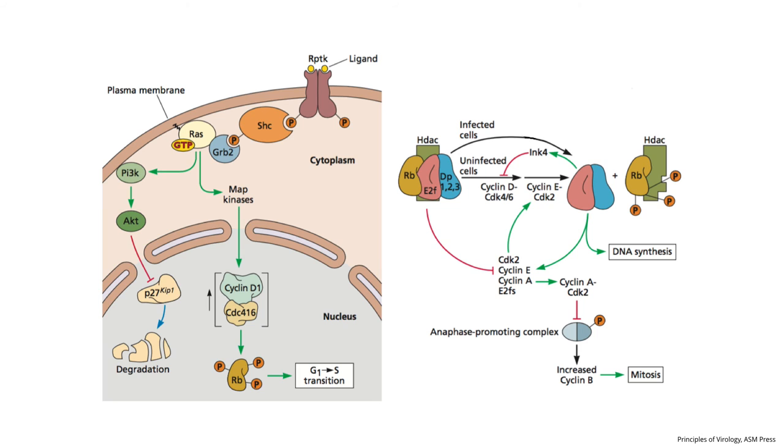Let me go back to show you again. You can have growth factors binding. You send the cell through here, but unless RB is phosphorylated, you will stop the cell at that checkpoint. So that is how RB works. Now, what's the connection with all the virus stuff?